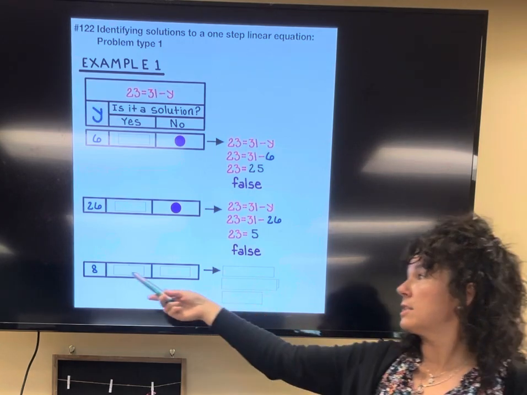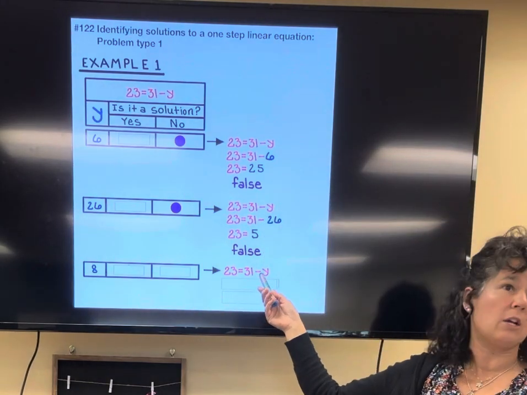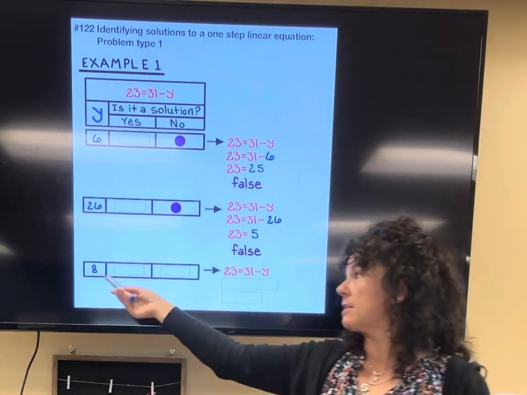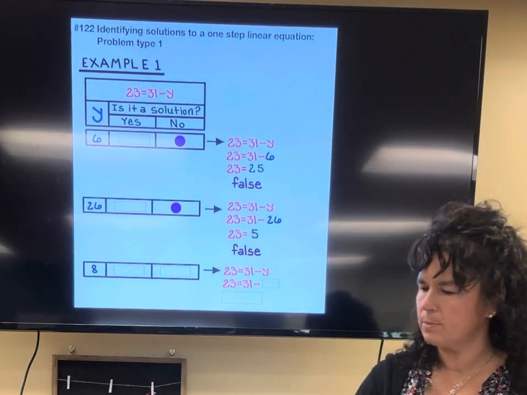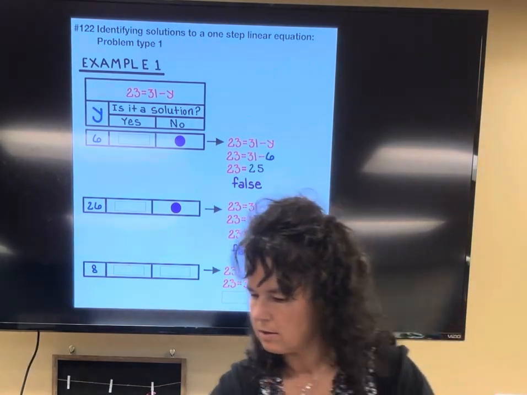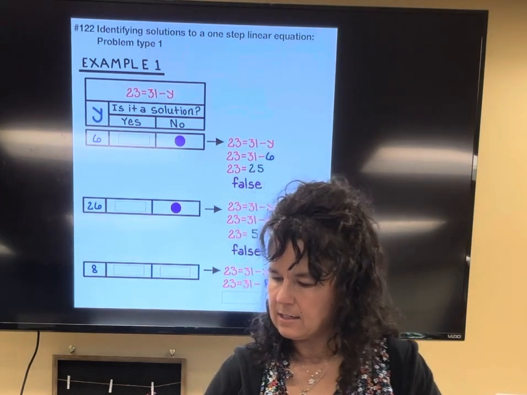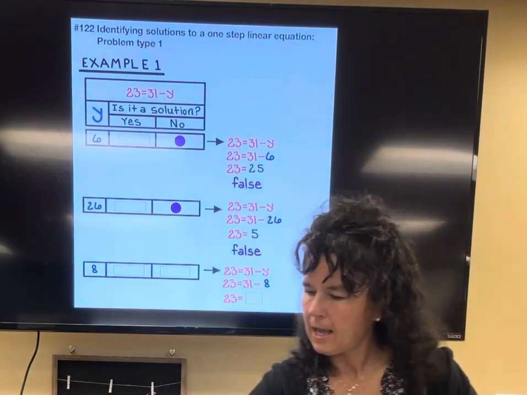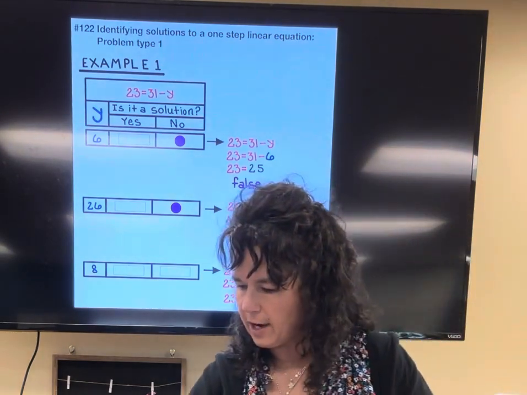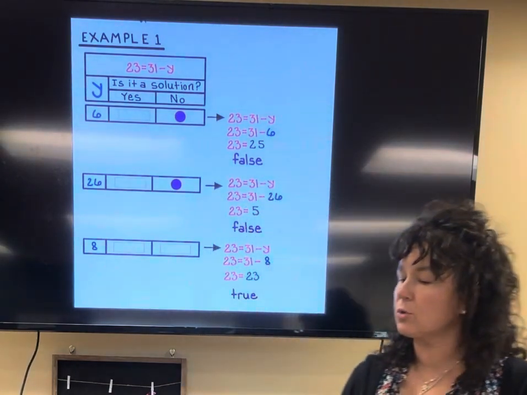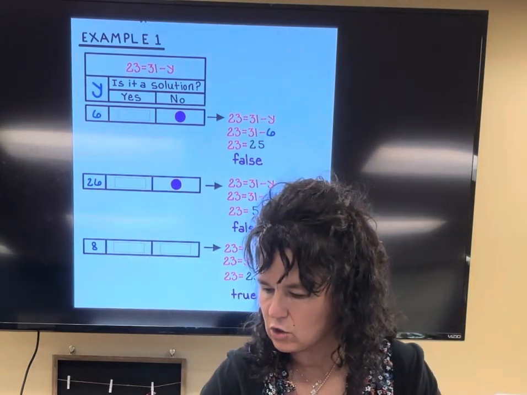So I move on to see if 8 is a solution. So starting with the original equation, 23 equals 31 minus y, I replace the y this time with the number 8. Okay, so I'm going to replace that with 8, and then 31 minus 8, oh my, happens to be 23, and 23 does equal 23. So finally, we found one that's true. So in my chart, I want to say that 8, yes, it is a solution.